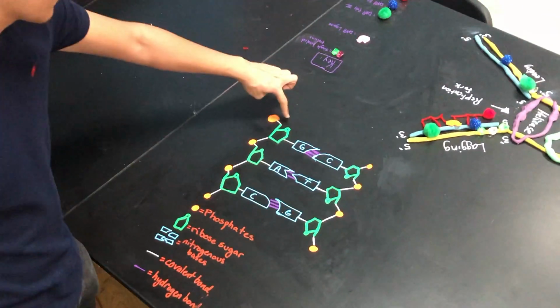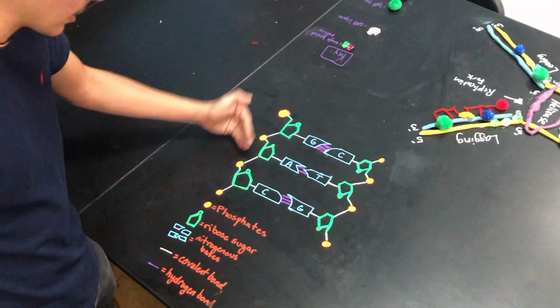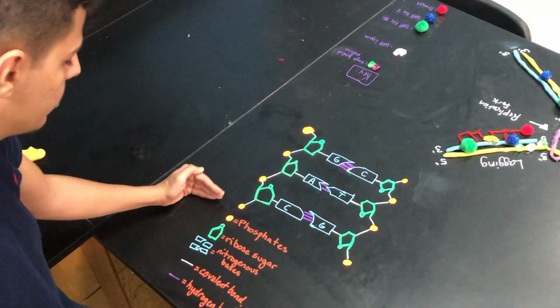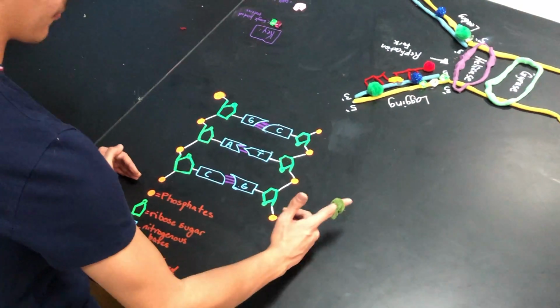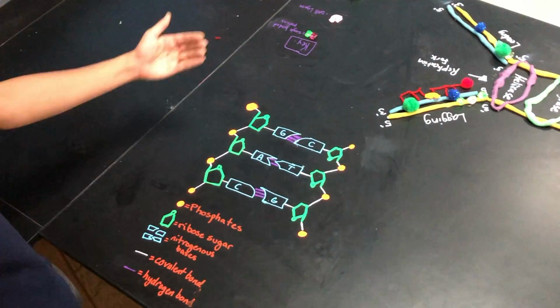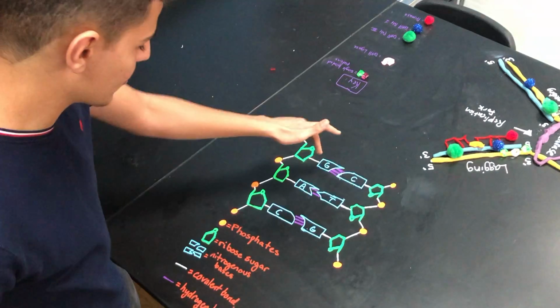They're also bonded from the 5 carbon to the 3 carbon. So this strand here goes from 5 carbon to 3, and then the opposite strand goes in the opposite direction. So it goes from 5 prime to 3 prime. The ribose sugars are also covalently bonded to the nitrogenous bases.